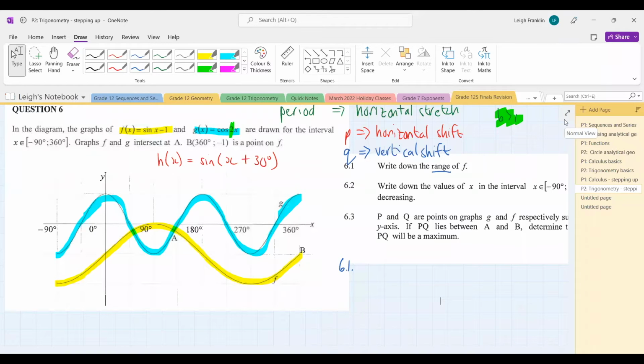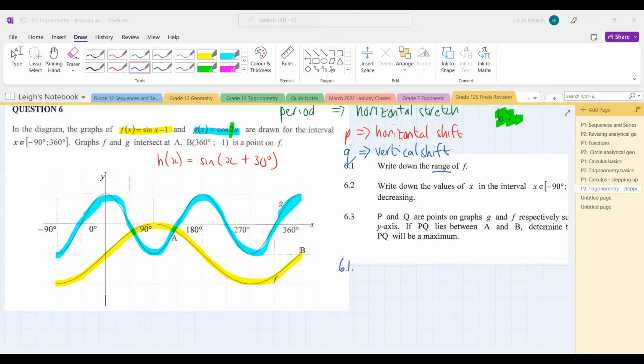What's our maximum? Remember, our original sine function has been shifted 1 unit down. So it's, there we go, Kaylin, quite right. Okay, good. 0 is the maximum.